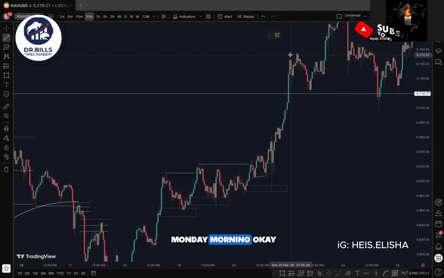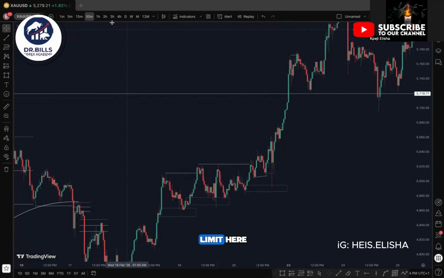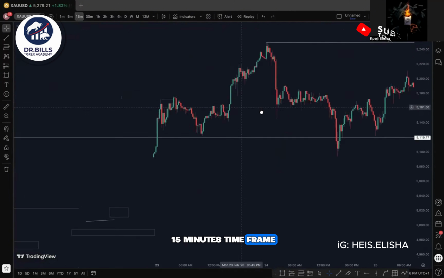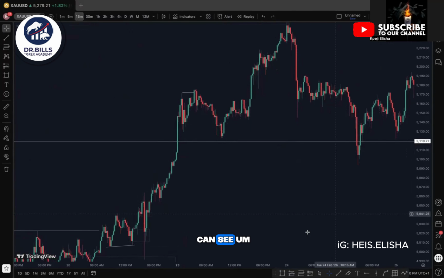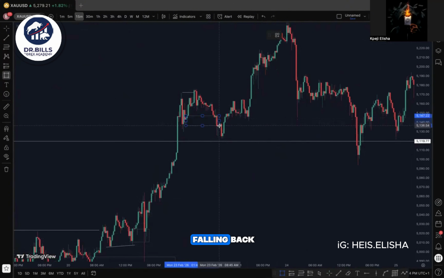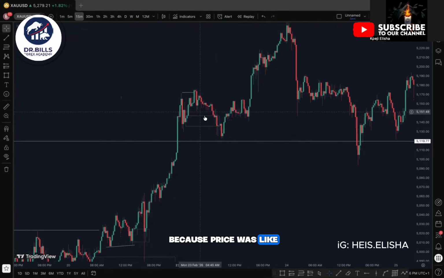So price then gave me a break on market structure here. That's Sunday to Monday morning. I had a buy limit here. I used a 15 minutes time frame on this trade because that was the most clear bias I could see. I had this other block at this level. So when price was pulling back, I was very happy because price was giving me an opportunity to join the buys if you want to keep going more.